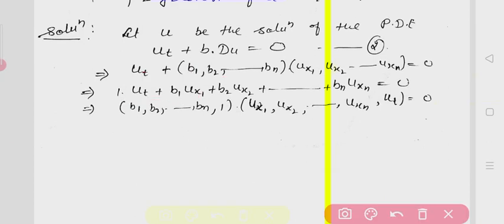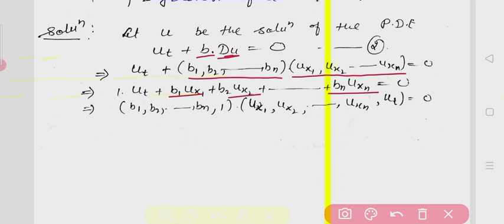let u be the solution of the PDE. If u is the solution of this one, that means it will satisfy ut plus b into du equal to 0. That means uxt is the solution, we suppose it, right? This can also be written as ut plus b, which is b1 to bn, dotted with du, the gradient vector ux1 ux2 uxn, equal to 0. If you take its product, it can be written as b1 ux1 plus b2 ux2 plus bn uxn, right?